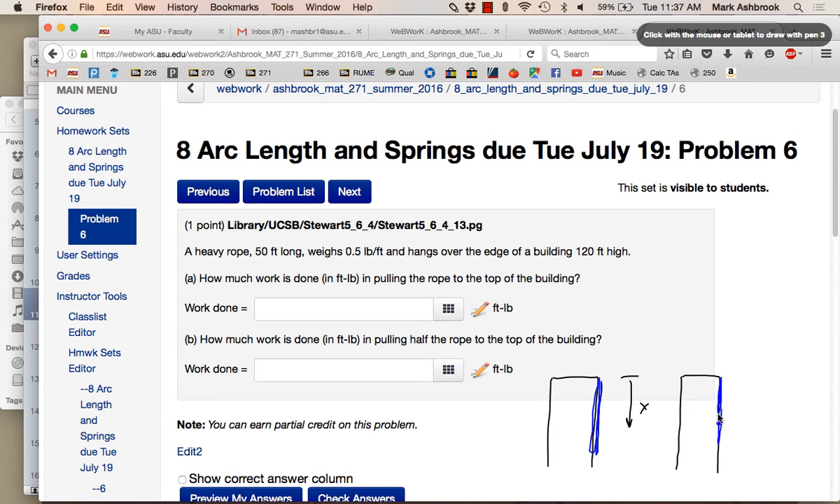So in both cases, we're starting here. The first case, we're pulling up all the rope, and the second case, we're just going to pull up the first half of it. Well, that's going to be more than half the work, right? So you guys were right. So this one will be 0 to 50, and this will be 25 to 50. That's right. Okay. Number 7.